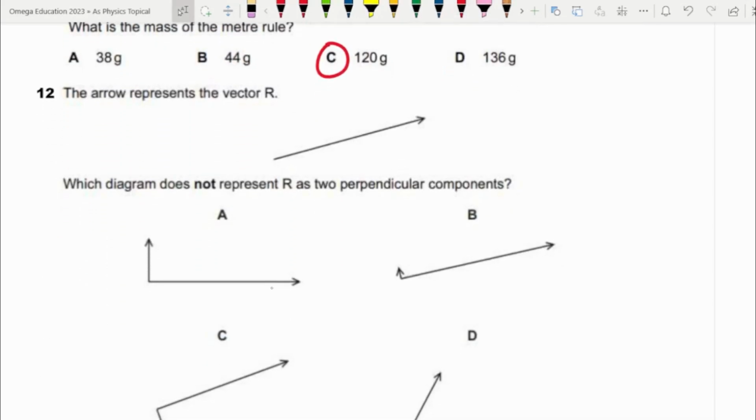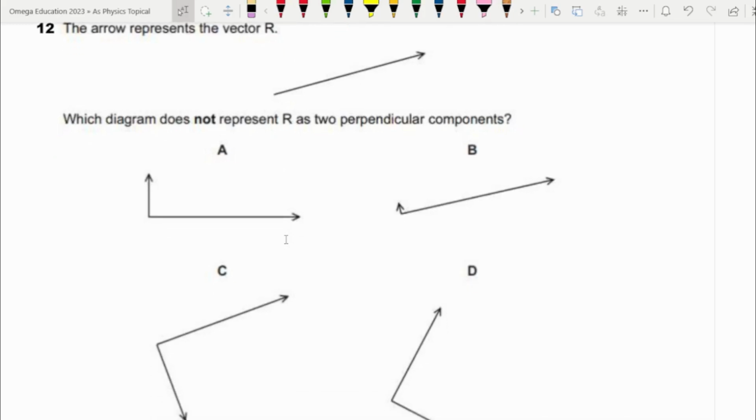Alright, so let's take a look at the next one. Which diagram does not represent R as two perpendicular components? If we need to draw the two perpendicular components, then the components should not be along the direction of the vector itself. So for this one, C is the right answer, because in option C, this vector is exactly along the direction of the given vector. So a component of a vector cannot be in the direction of the vector.